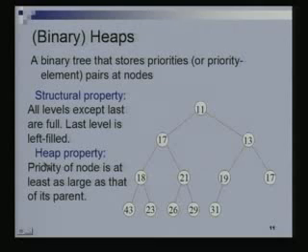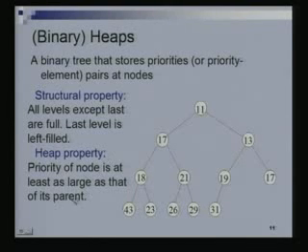The other property is what I call the heap property, and the heap property simply says the following: the priority of a node is at least as large as that of its parent. For any node, its priority has to be larger than or equal to the priority of its parent. So, this picture here does satisfy both of the properties, structural as well as heap. Consider any node, its priority is at least as large as the priority of its parent. You can take any node.